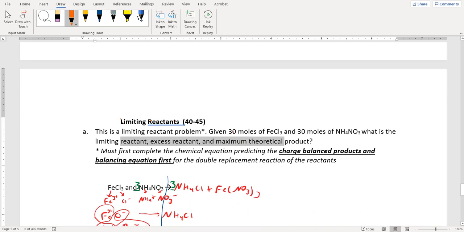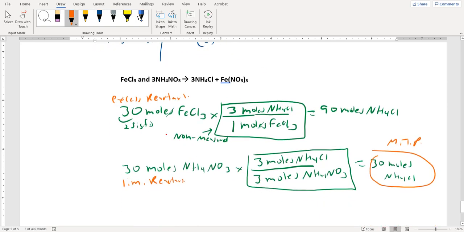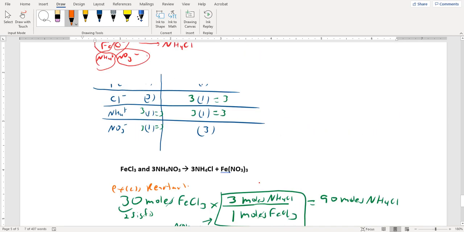Now in this problem, I'm doing something a little bit different. I'm starting with moles, so I can end with moles. So I don't have to convert from grams to moles, it's already been done. So you notice all we need in the box is the mole ratios. And then the smaller amount is the maximum theoretical product, and therefore the starting reactant is limiting. So the limiting reactant is going to be 30 moles of ammonium nitrate. And then 30 moles of iron chloride is the excess.